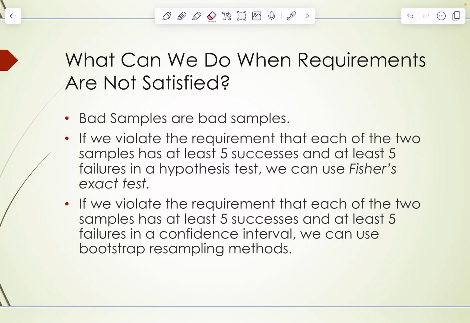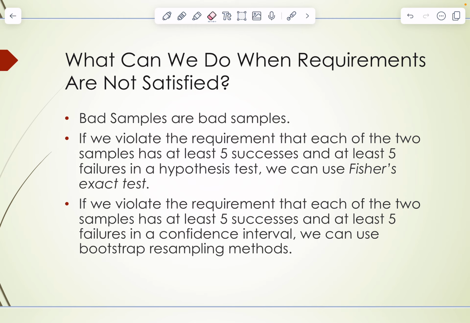If we violate the requirement that each of the two samples has at least 5 successes and at least 5 failures in a hypothesis test, we can use Fisher's exact test. We don't have time to talk about that in class, but that's something you could certainly look up and, given your training in this class, may be able to implement if you had to, right?